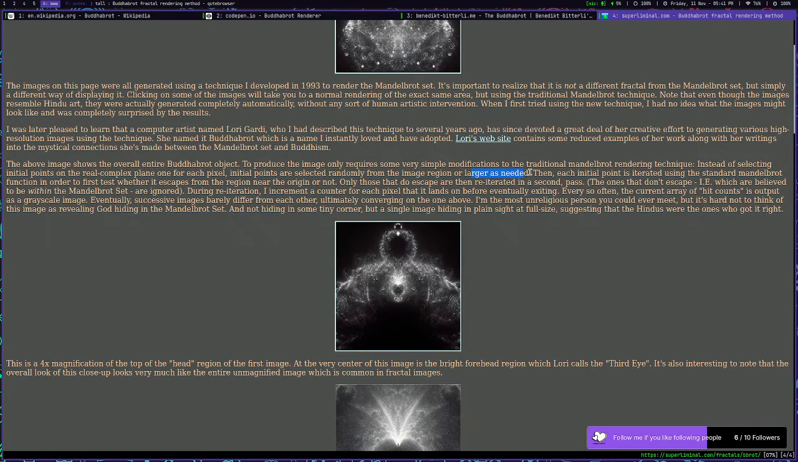Let's see if we learn something. So initial points are selected randomly from the image region or larger as needed. Then each initial point is iterated using the Mandelbrot function in order to first test whether it escapes. Yes, we did that. Only those that do not escape are then reiterated in the second pass. Okay.